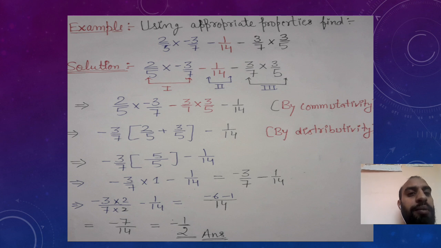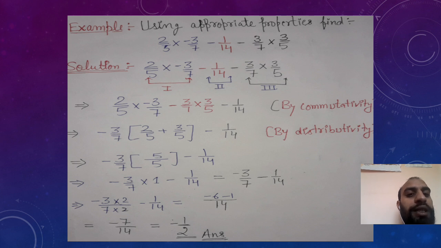So you can see in the first term minus 3 upon 7 is there, as well as in the third term minus 3 upon 7 is there. So I need to write these two terms together. This is the property commutativity. That means you can shuffle the numbers together. Just see, I have written in the next step 2 upon 5 into minus 3 upon 7 minus 3 upon 7 into 3 upon 5 minus 1 upon 14. Now you can easily apply the property distributivity, that is 3 upon 7 is distributed among the two terms.